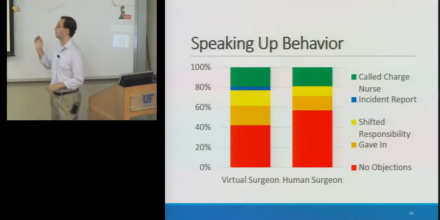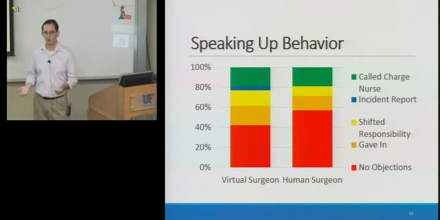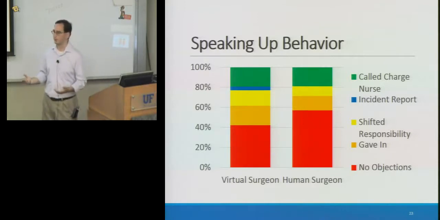Most importantly, we saw the same, or very similar, percentages call the charge nurse in both conditions. About 20% of nurses called the charge nurse in both conditions, regardless of whether the surgeon was real or virtual. We had a similar number again of the intermediate behaviors: incident reports, shifting responsibility, and giving in.